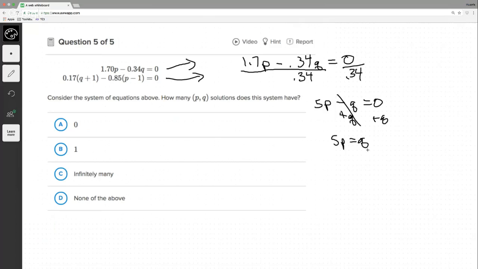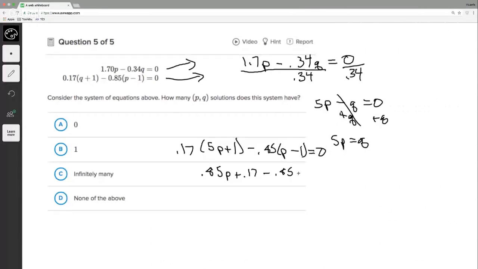Now let's just do some nice substitution, right? We just plug 5p in for q. So let's do it over here. 0.17 times 5p plus 1 minus 0.85 times p minus 1 equals 0. And this becomes 0.85p. Again, use your calculator. I'm just doing the arithmetic in my head. Plus 0.17, minus 0.85p, plus 0.85 equals 0. These guys cancel out, right? And then 0.17 plus 0.85 is 1.02.